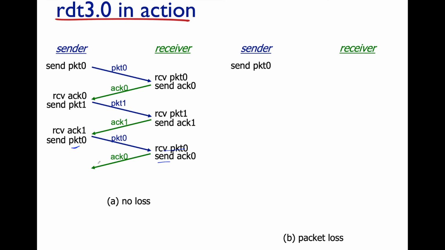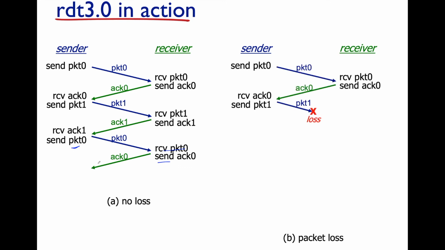Let's look at what happens with packet loss. So the sender sends packet 0. The receiver gets packet 0, sends the ACK for 0. That ACK comes back across to the sender. So then the sender sends packet 1, and that packet 1 is lost. So what happens? The sender has waited some amount of time for the ACK for packet 1 to occur. The timeout fires, and then it resends packet 1.